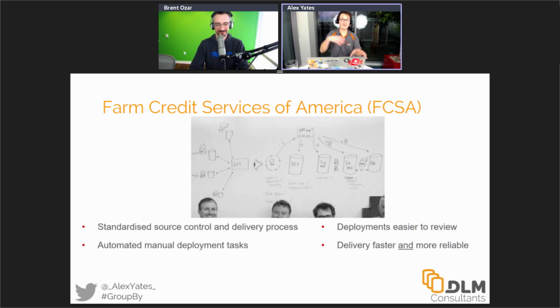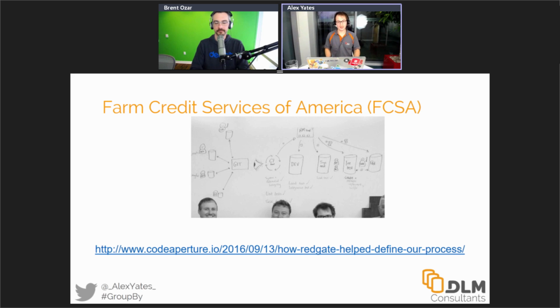The deployments were much easier to review because they're all a standard format. They've got a standard sort of report. They actually implemented some sort of testing, and as a result, that kind of became a blueprint for them and various other sister companies.